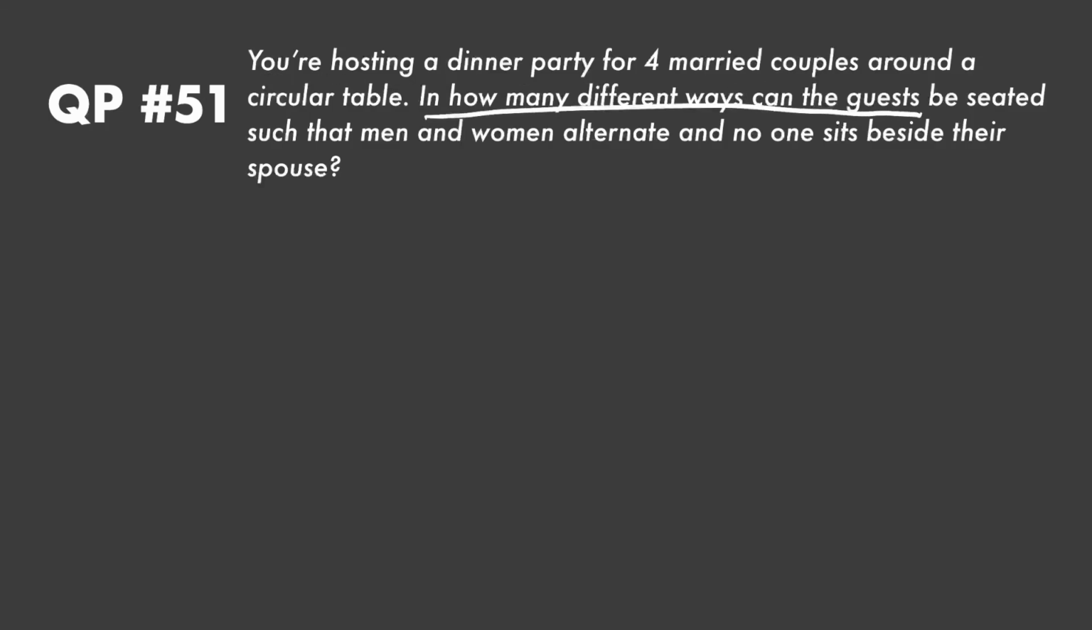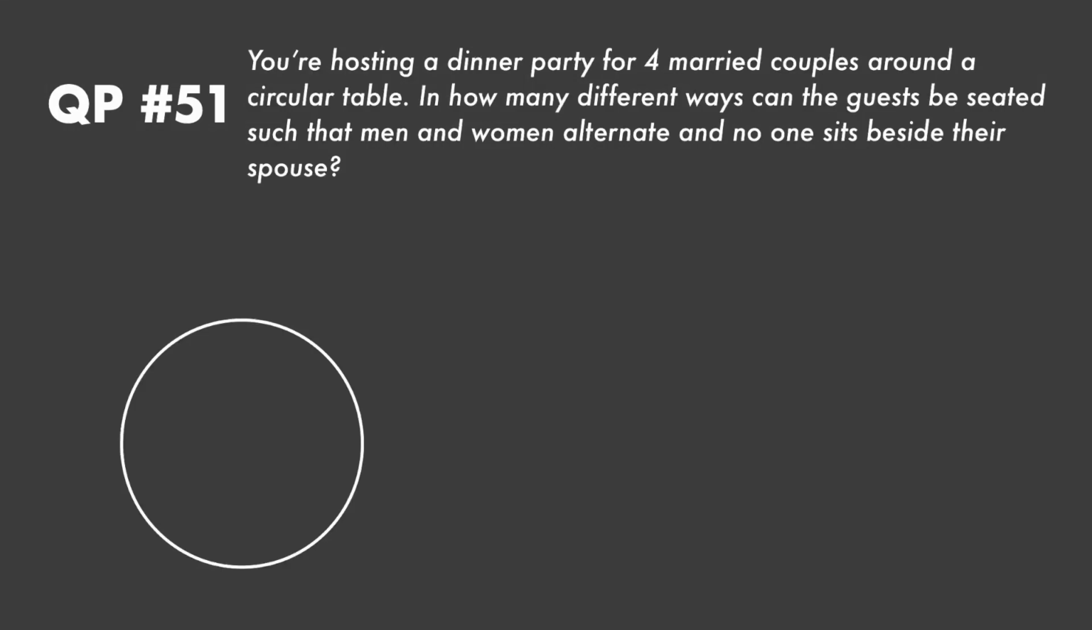In how many ways can the guests be seated such that the men and women alternate and that no one sits beside their spouse? So to solve this, let's just take the men or the women. Let's just say it's the women, and let's seat them around this table. So imagine I take the 4 women like so. How many ways are there to do this?